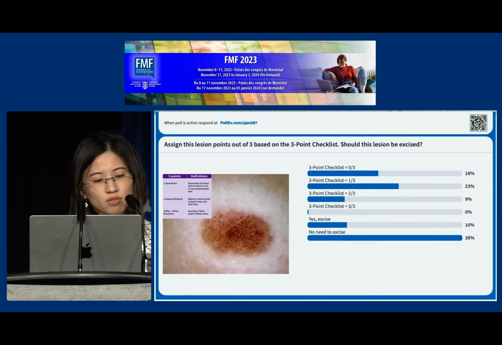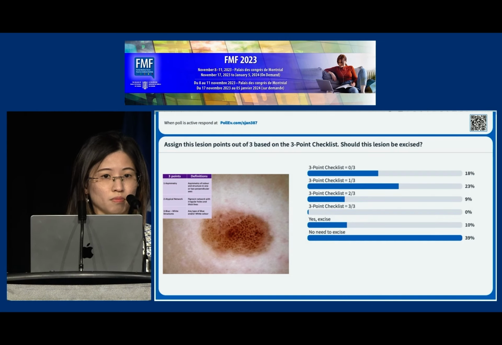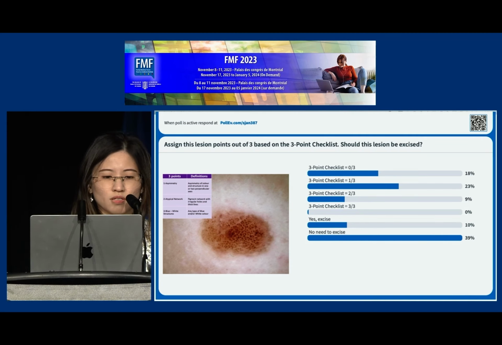Again, I would say pretty symmetrical, but you could argue it is asymmetrical. This is actually a really good example of globular pattern, which is what we call cobblestone pattern. It's a network, pigment network that you see in congenital nevi. And no blue-white structures, so most of you put 0 or 1 out of 3, something that you can leave alone or just monitor in about 3 to 6 months.